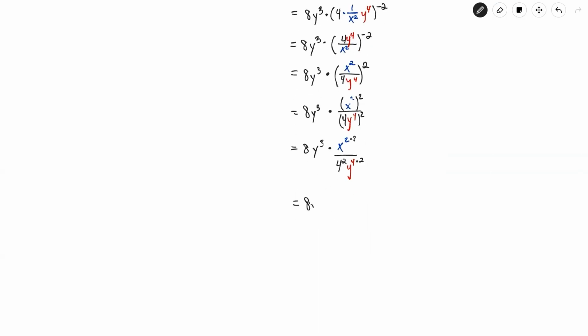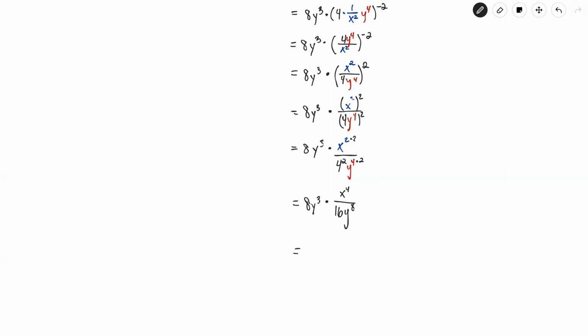Of course, this 8y cubed has not changed. In the numerator, I see that I have x to the 2 times 2 power, which is of course just x to the fourth power. In the denominator, I see I have this 16 because 4 squared is just 16. And I have y to the 8th power. It's a little simpler now. I think we're ready to address this 8y to the third power now.